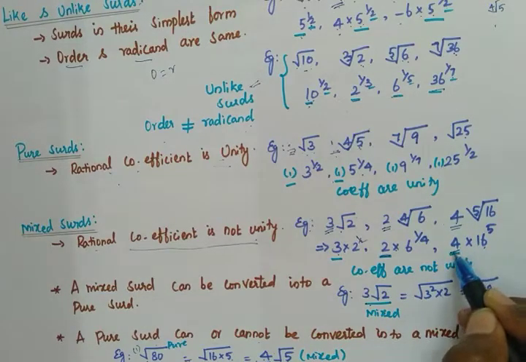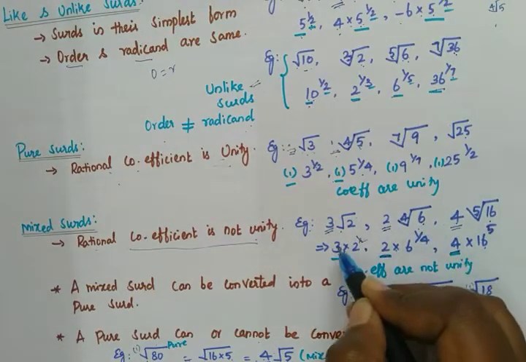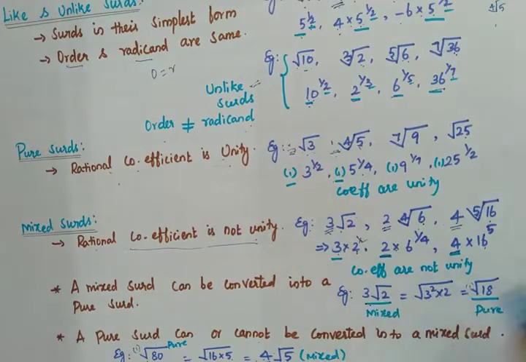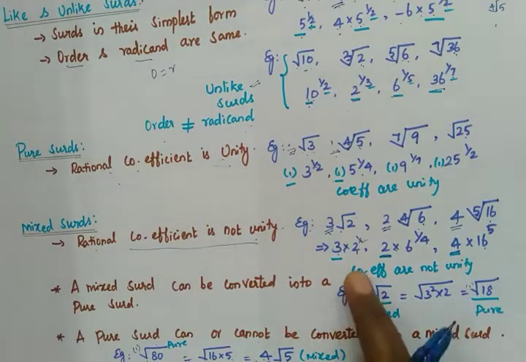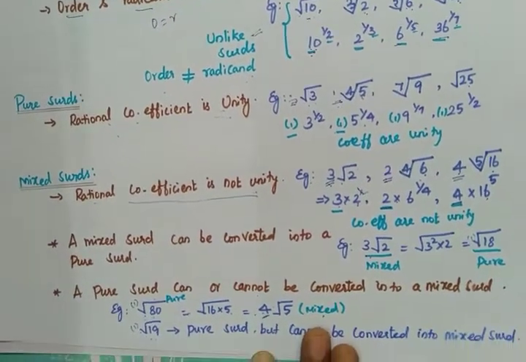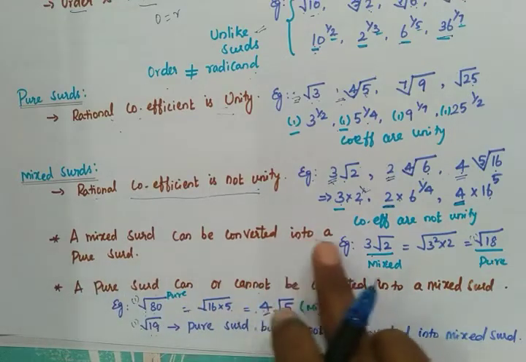So this 4 is the coefficient for the 16, 2 is the coefficient for 6, and 3 is the coefficient for 2. So here we have coefficients except unity, except 1. So this is called a mixed surd. Then the next is, a mixed surd can be converted into a pure surd. So we can convert a mixed surd into a pure surd.